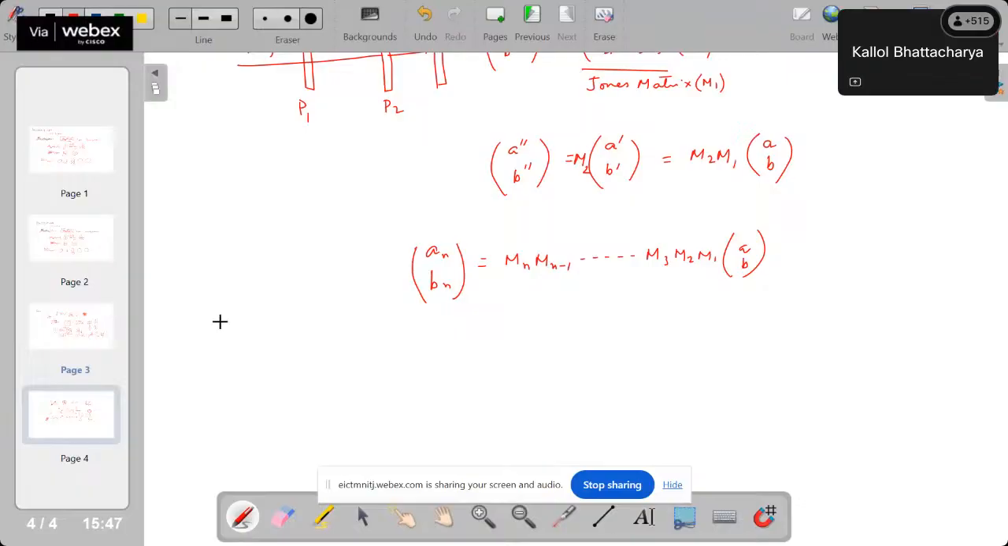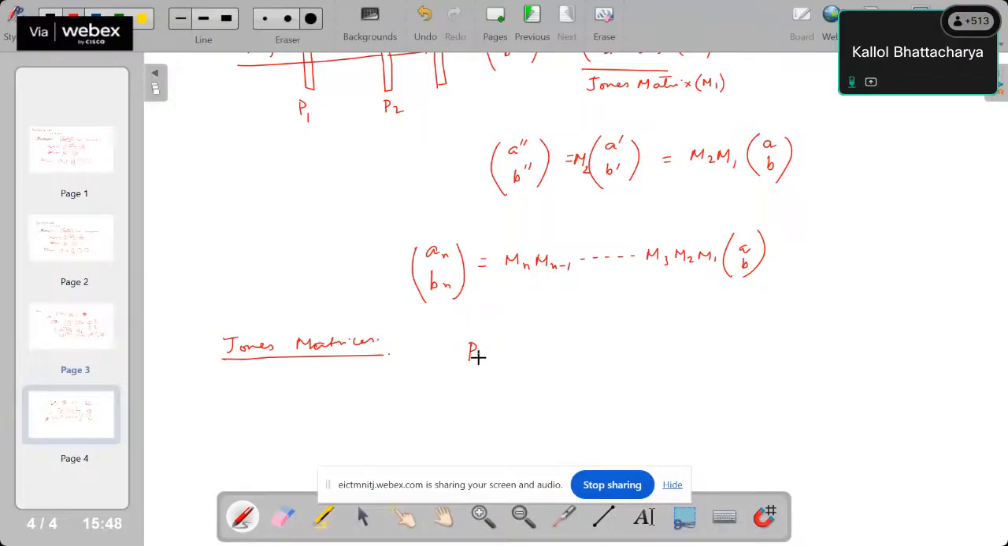Okay, so now let us come to Jones matrices. So what are Jones matrices? We have seen that Jones matrix is a 2 by 2 matrix. And in a 2 by 2 matrix, we have to find out the elements of the matrix. Let us start with a polarizing device. Now we know what are the polarizing devices we generally encounter.